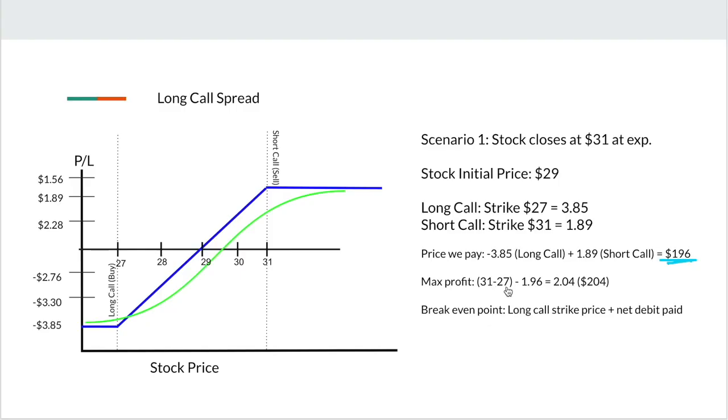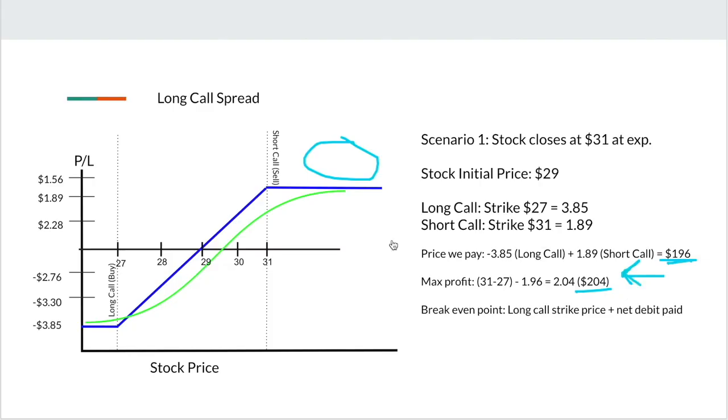So the width between the strike prices, in this case, is going to be 31 minus 27, minus 1.96, which is the amount that we paid initially, which gives us a total of 2.04, or $204. So if the stock goes above this point right over here or close to it, at expiration we'll collect a total of $204.